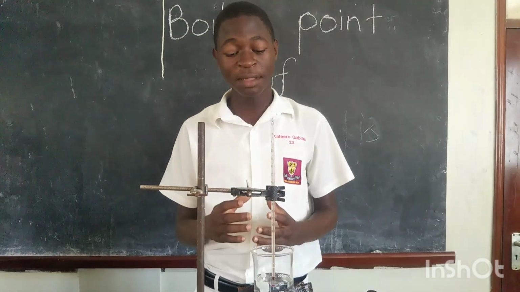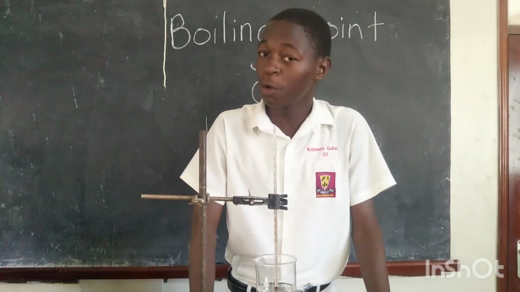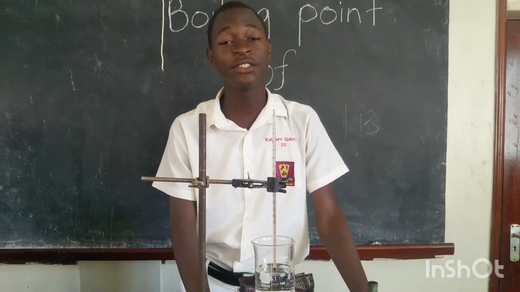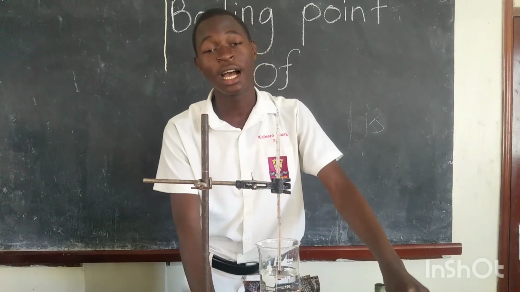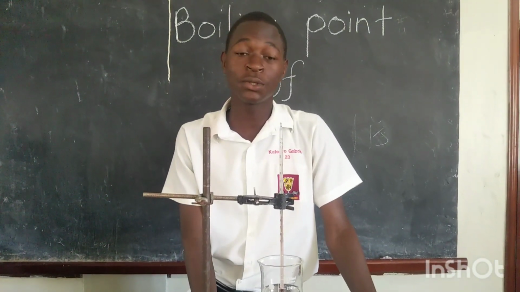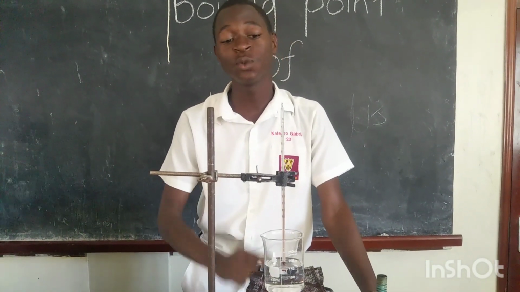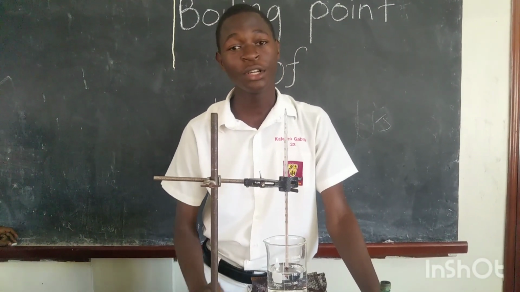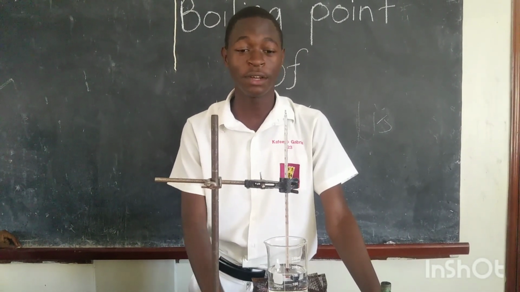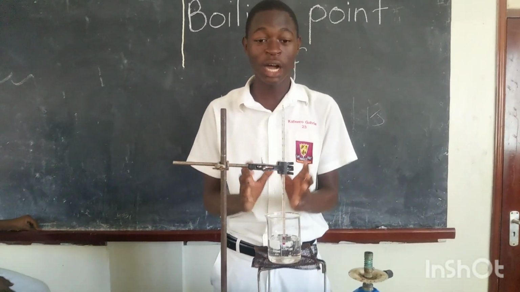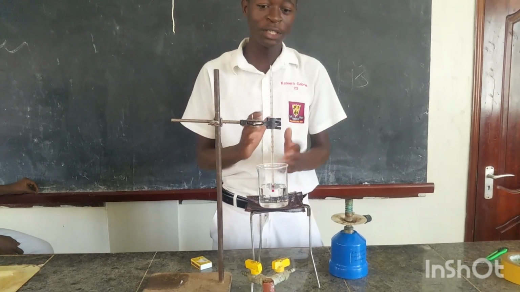But before we determine the boiling point of water, we all know the freezing point of water. The freezing point of water is 0 degrees Celsius, as well as 32 degrees Fahrenheit. But the boiling point of water is 100 degrees Celsius or 212 degrees Fahrenheit. So today I'm here to share with you the experiment on how we can determine the boiling point of water.